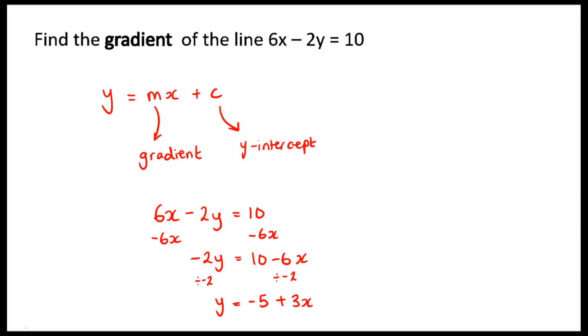I know that the amount of x is the gradient, so in this case I can say that the gradient is equal to positive 3. I can also say that the y-intercept is going to be at minus 5, which would be the coordinate 0, minus 5.